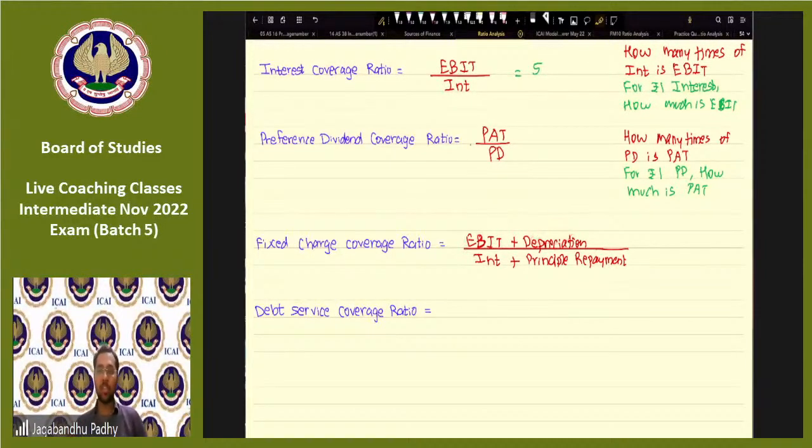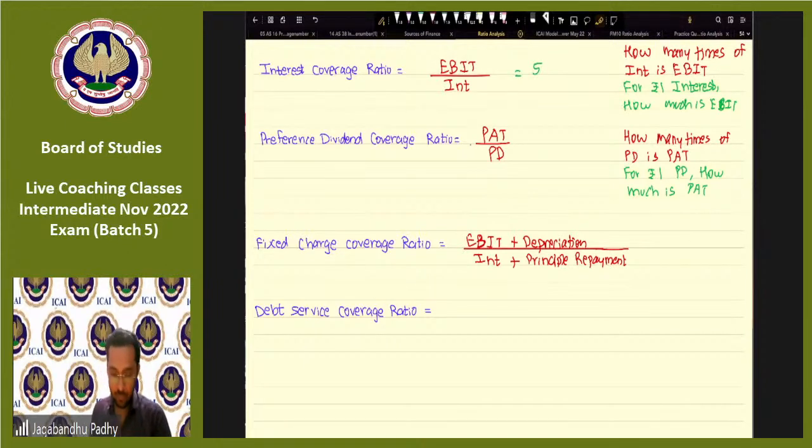And I want to see what is my capability to pay the overall interest as well as the principal payment, both the things. So in interest coverage, we're looking at our ability to pay only the interest. Here we are looking at the ability to pay interest as well as the principal.